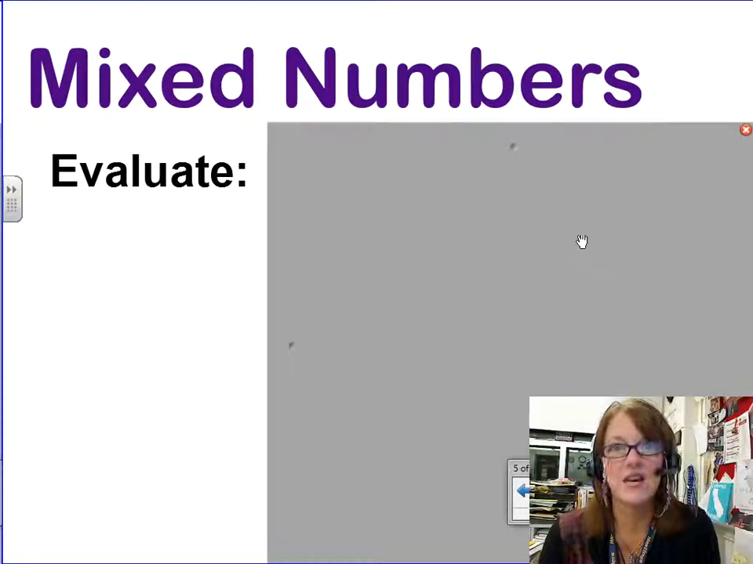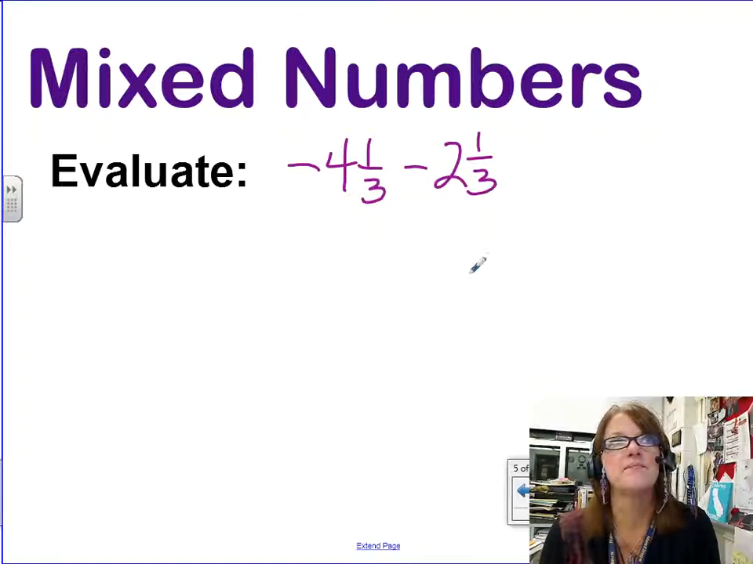Now we get to the icky stuff, the mixed numbers, okay? Let's look at this one. Negative 4 1/3, negative 2 1/3.